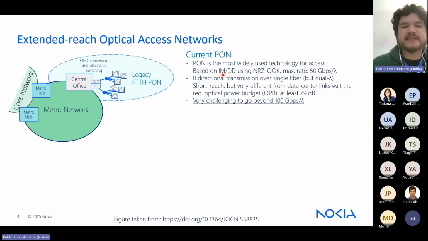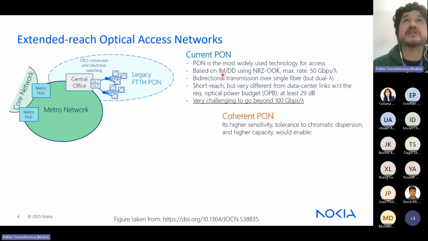One solution that has been discussed is the use of coherent technology in these kinds of networks, because it offers higher sensitivity, more tolerance to chromatic dispersion, since this can be compensated by DSP at the receiver side, and it also has higher capacity.